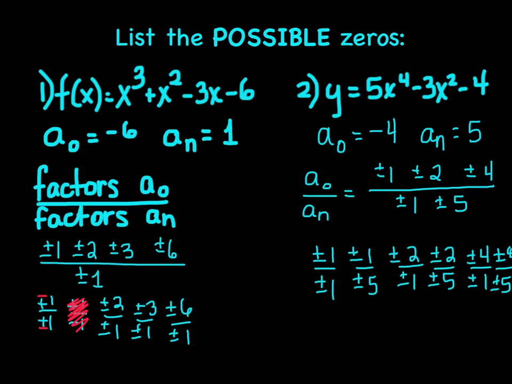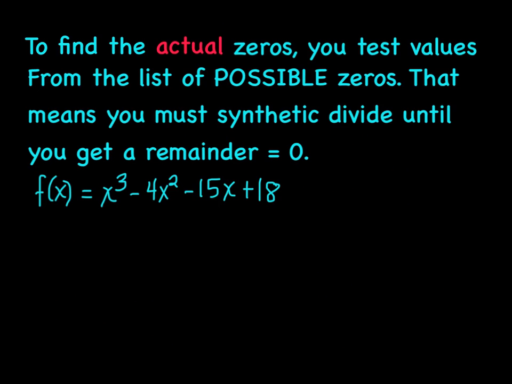Okay. That means that 1/5 could potentially be a rational zero. -2 could be a rational zero. -4 over 5 could be a rational zero. You see all the combinations that I could have in here. These are all possible rational zeros. Okay, so once we have the list of possible, to find the actual zeros, you test values from the list of possible zeros. That means you must synthetic divide until you get a remainder of 0.